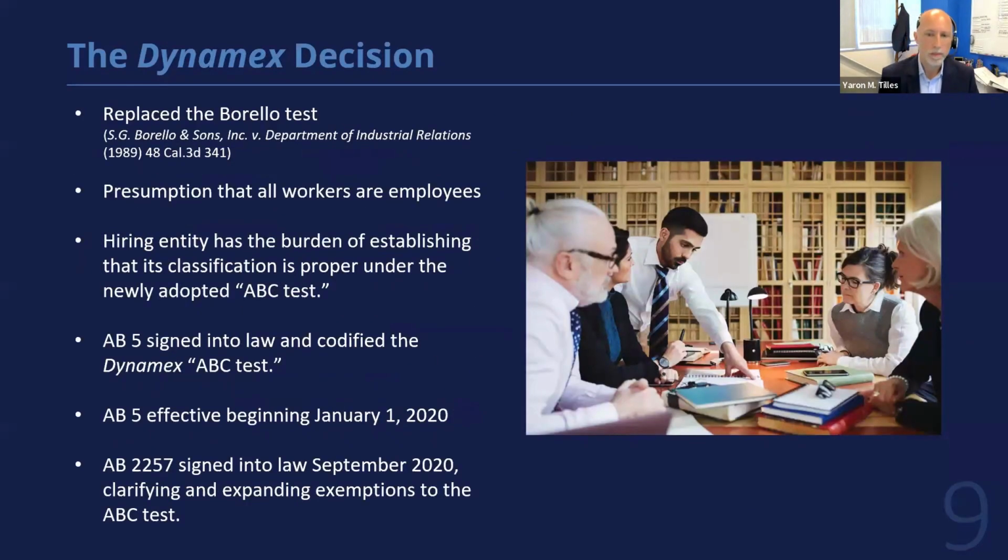In September of 2019, Governor Newsom signed Assembly Bill 5 into law, commonly referred to as AB 5, and I'm sure you've heard of it. That codified the ABC test that was first articulated in Dynamex. AB 5 went into effect beginning January 1, 2020.